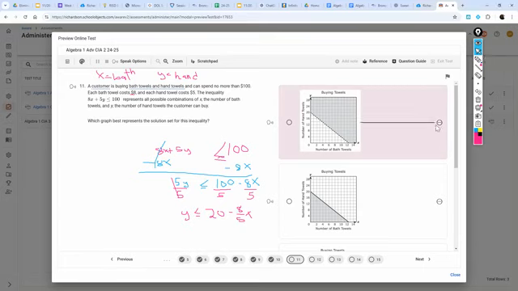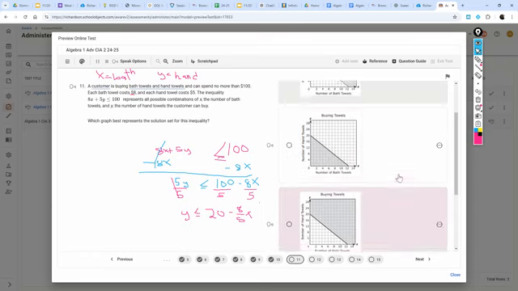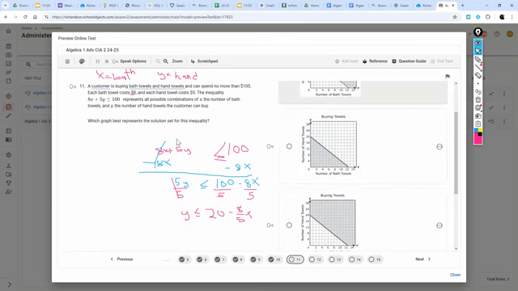So now I can do process of elimination. I know it can't be this one because that's a dotted line. And it can't be this one because that's a dotted line. And then I know it needs to be shaded below the y, because it can't be greater than 100. So the only one it can be is that one.